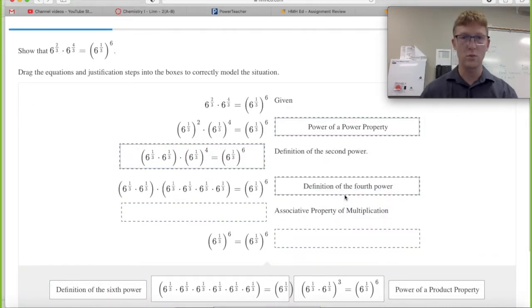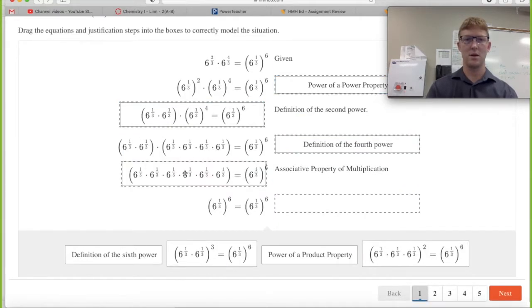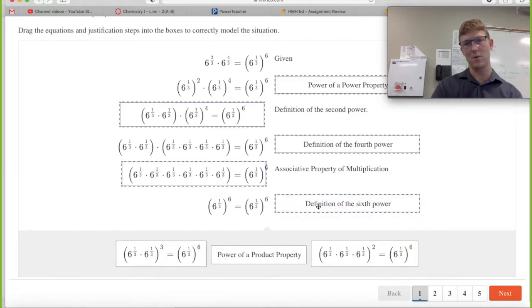This is a really weird way to do this proof. I would still just shove it all in the calculator. The associative property of multiplication. That's back from a while ago, right? Probably learned that in Algebra 1 or something. The associative property means that you can move these things around, and since it's all multiplied, you can get rid of the parentheses. And then we've got 6 of these things lined up in a row, so we can say the definition of the 6th power.